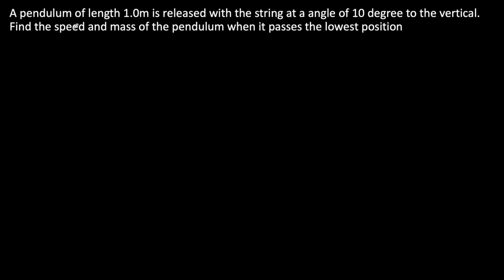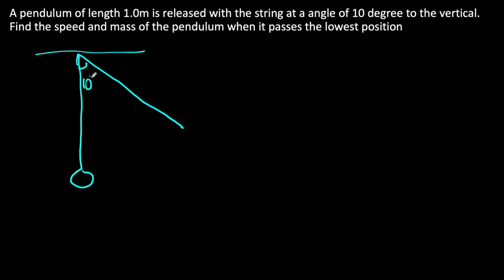So another example: a pendulum of length 1 meter is released with a string at an angle of 10 degrees to the vertical. Find the speed of the mass of the pendulum when it passes the lowest position. So here is a pendulum, its lowest position. Let's say here is the maximum, and here is 10 degrees, right? So here is 1.0 meters. Here is also 1.0 meters.